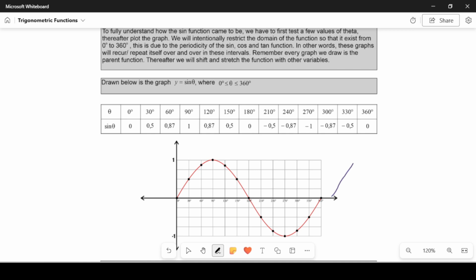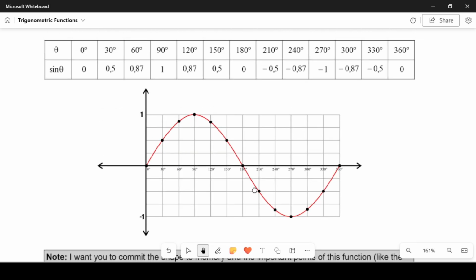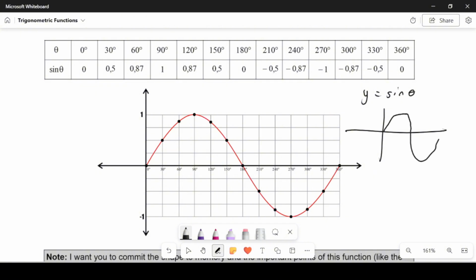It looks like this. It goes up, down, up. Now, this is extremely important. This visual should be ingrained in your memory. When I talk about the sine function, what does the y equals sine theta function look like? It looks like this: up, down, up. The next thing that I want you to remember are these very critical points. What points? 0, 90, 180, 270, and 360.